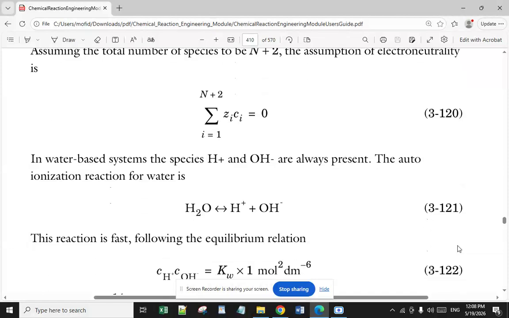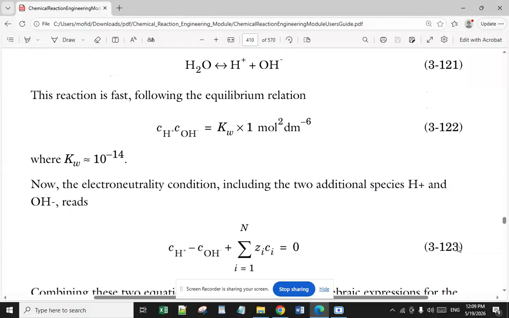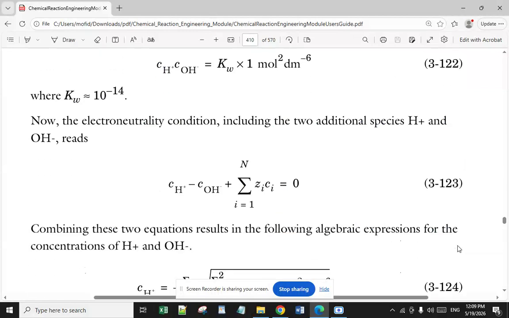In water-based systems, the species H+ and OH- are always present. The auto-ionization reaction for water is H2O, in equilibrium with H+ and OH-. This reaction is fast, following the equilibrium relation as follows, where K_w is approximately 10 to the power of minus 14. Now the electroneutrality condition including the additional species H+ and OH- reads as follows.